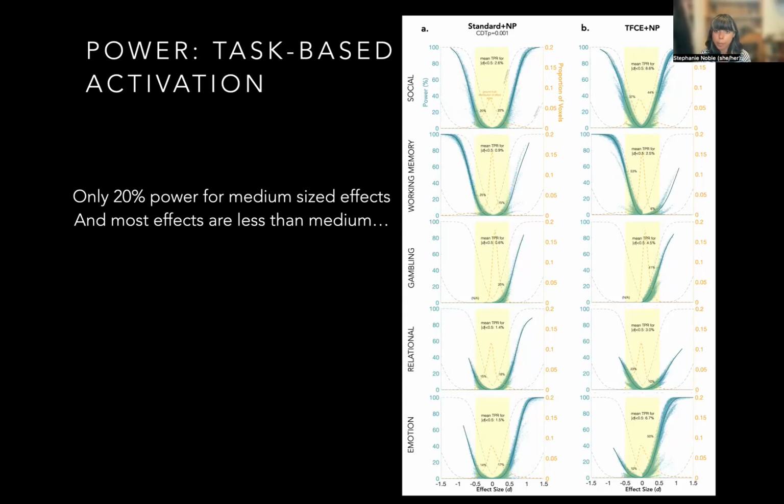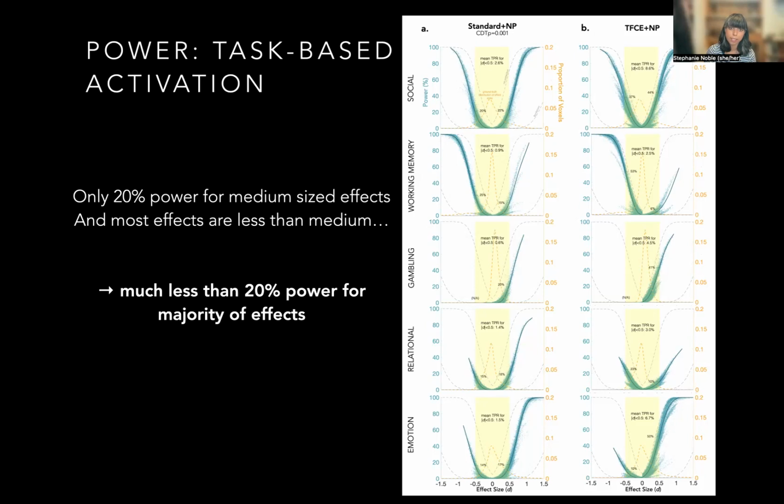And I also want to point out that I've shown the Bonferroni corrected. If you just did a univariate inference and did Bonferroni correction, that's that very lowest curve. And you can see that we definitely have much better power than we would expect from Bonferroni correction, but we still have quite suboptimal power to detect most effects. And because so few effects are even medium in size, we should expect much less than 20% power for the majority of effects.